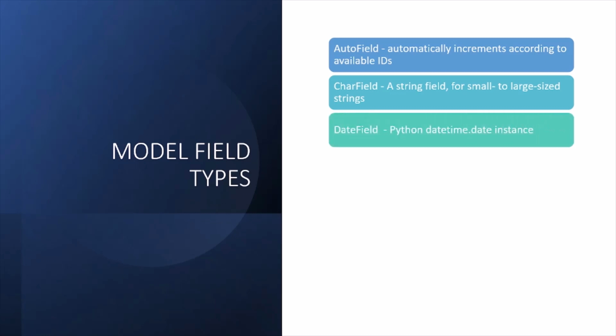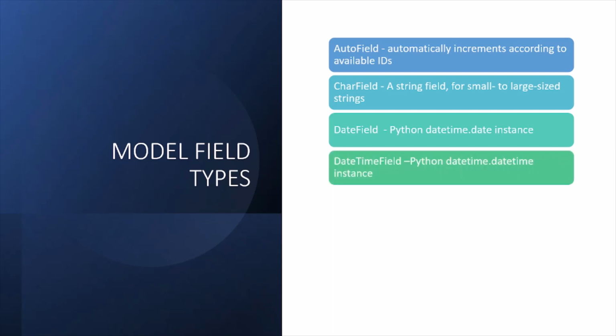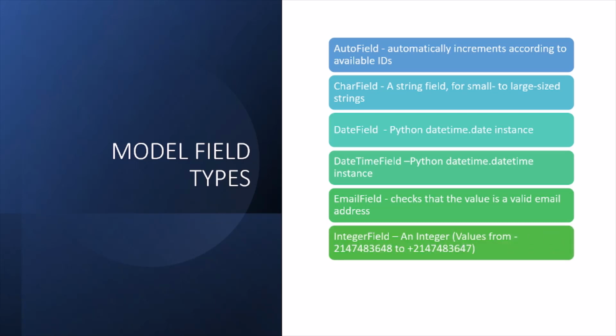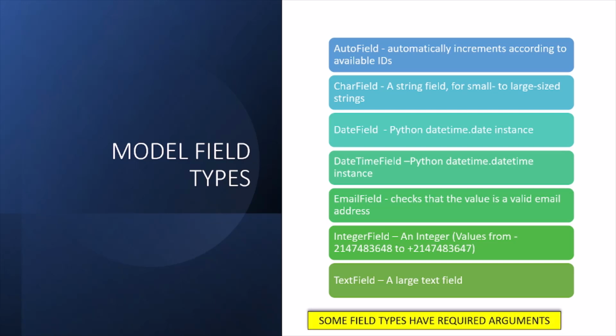We have the date field, which is an instance of the Python datetime.date class. We have a date time field, which is an instance of the Python datetime.datetime class. And then we have an email field that checks if the value is a valid email address. And then we have an integer field with the boundaries as mentioned on screen. And then we have a text field. Important to note that there are certain fields that have required arguments. For example, with the char field, you need to specify the maximum length.